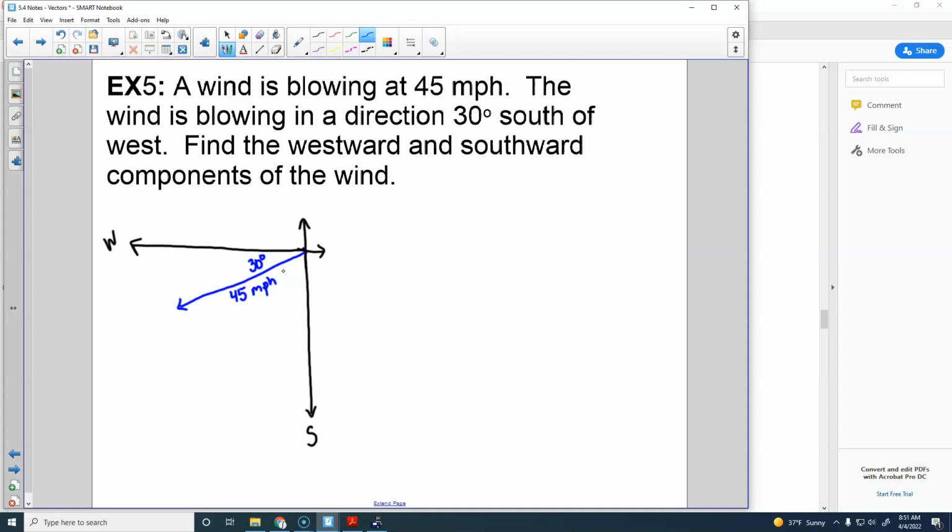So we need to find the westward and the southward components of the wind. This wind is blowing in this direction, but it would have a westward and a southward component. I'm going to call this side W, and I'm going to call this side S, although S is a terrible variable. It's like a 5.